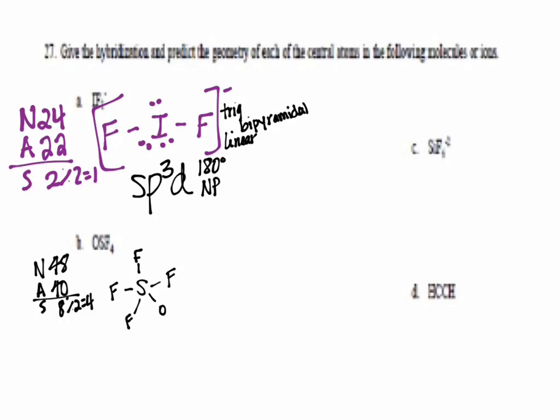And so how many areas of density, electron density, do we have around it? 5. So the hybridization is what? sp3d. What's the shape? Trigonal bipyramidal. And what's the polarity? Oh, it is polar. What makes it polar? There's no lone pairs. That oxygen makes it polar, because it's not symmetrical.